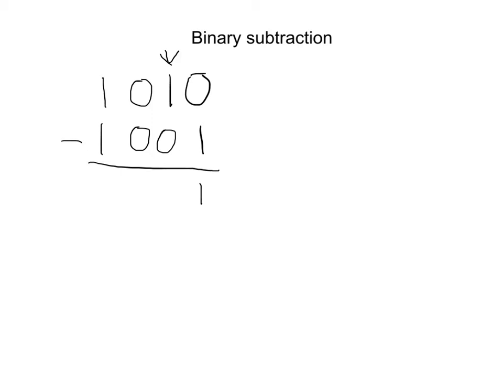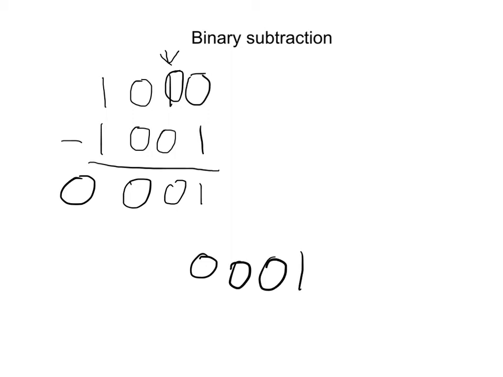But now, in this column, there's a 0 there, not a 1. So 0 minus 0 equals 0. Then the next column, 0 minus 0 also equals 0. And 1 minus 1 equals 0. So the answer is 0, 0, 0, 1. Now if we convert that, it's 1, 2, 4, 8. And so in decimal numbers, that number is 1.